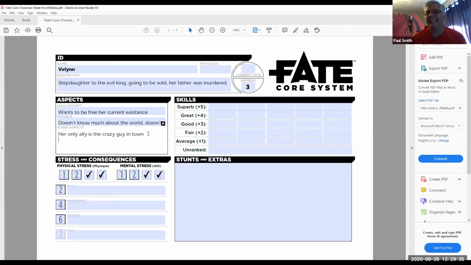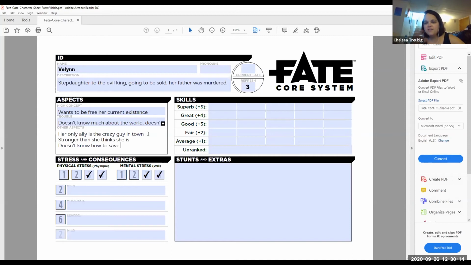Any other aspects about her character that you want to capture, or boil down into individual aspects? I think she's stronger than she thinks she is. That's a good one. And I think her biggest strength is going to be her empathy, and the fact that she doesn't know how to save herself, but she can definitely save anyone else. So once she has someone else to fight for, that's when she's suddenly like, oh, I can get stuff done.